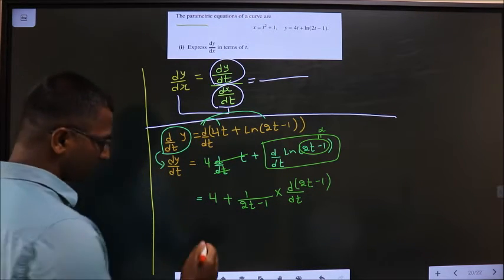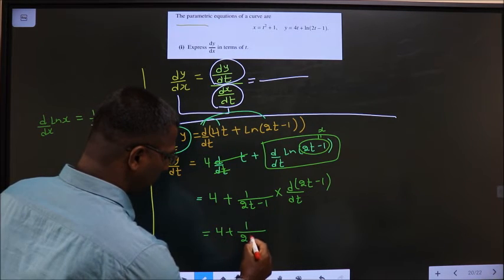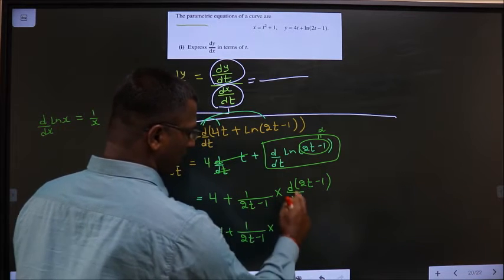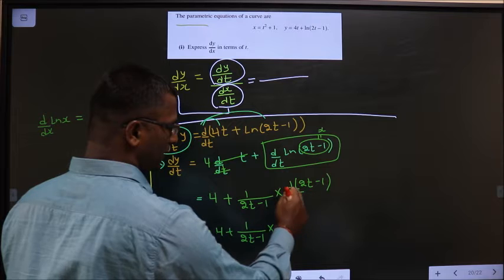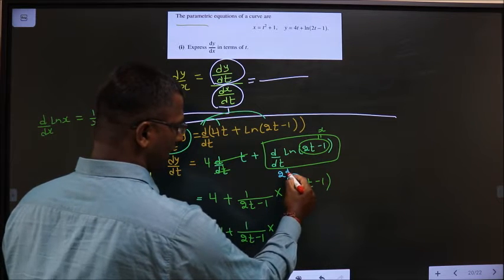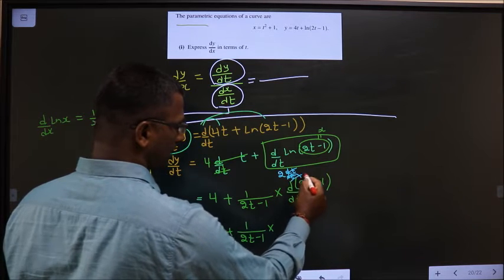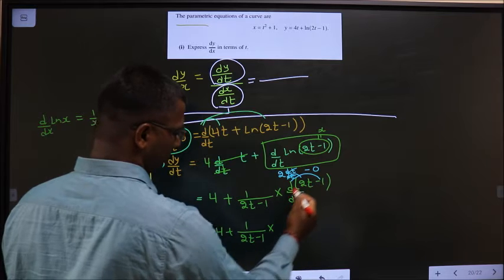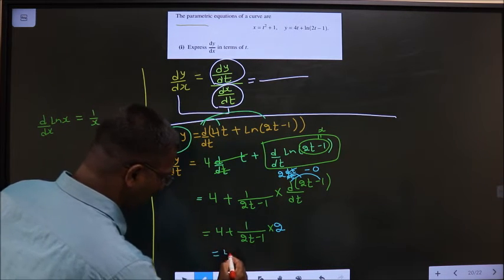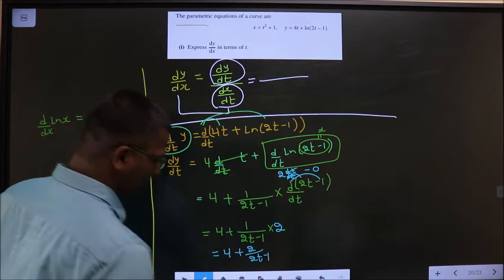Okay, next. So this is 4 plus 1 by 2t minus 1 into d by dt of 2t minus 1. How do you get it? Apply this to this one. When you apply, 2 comes out, you get d by dt of t, it cancels out. When this is applied onto 1, it is 0. So you are left with 2. So you get 4 plus 2 by 2t minus 1.